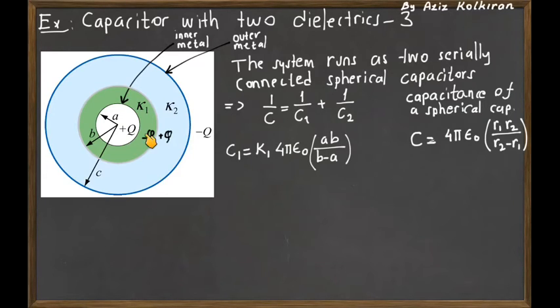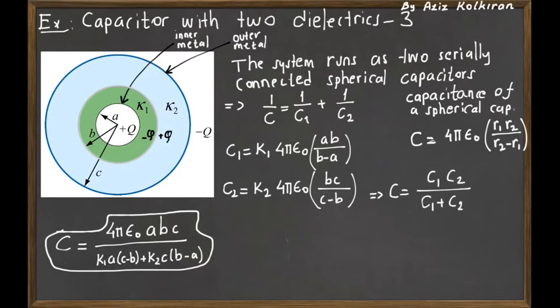But if you have a dielectric material, then you multiply this expression by the dielectric constant. So the inner spherical capacitor, which we call C1, is K1 times 4 pi epsilon 0 A times B divided by B minus A. The outer spherical capacitor, the capacitance between the plus Q plate and the minus Q plate, is K2 times 4 pi epsilon 0 B times C divided by C minus B. So the equivalent capacitance is found by adding these capacitances in series, and the expression for C is C1 times C2 divided by C1 plus C2.